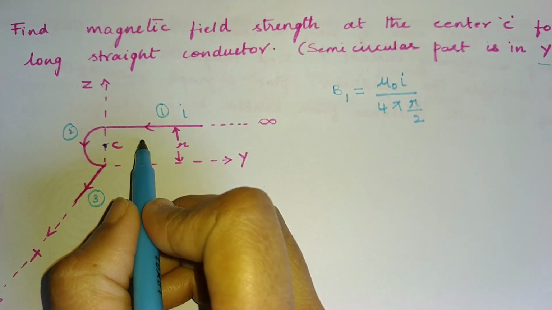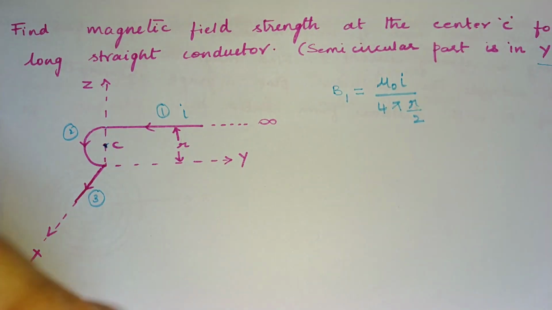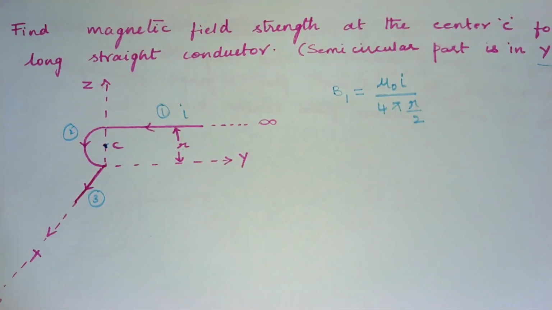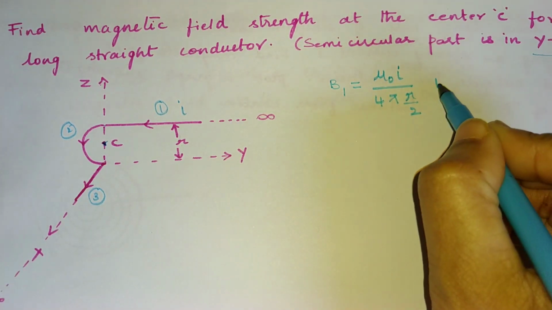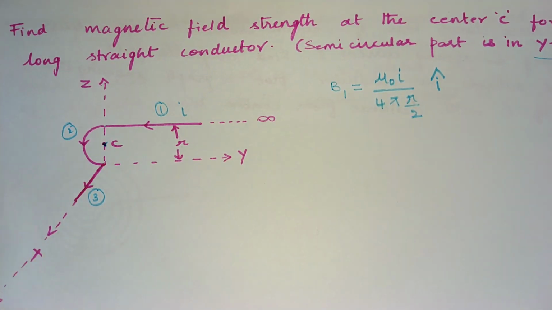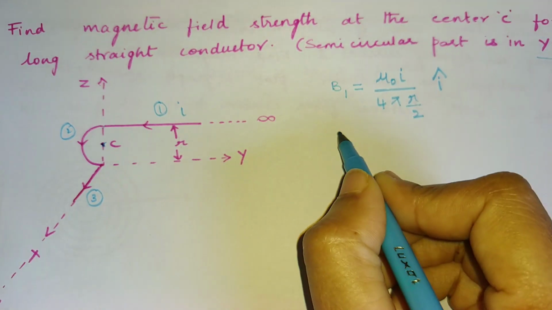And what is the direction? It is coming out of the plane of the paper. If you put your thumb, field is going in from this side, coming out from the opposite side. Upward direction, that is in plus I cap direction. Upward is in the direction of the x-axis, that is I cap. Now B2.